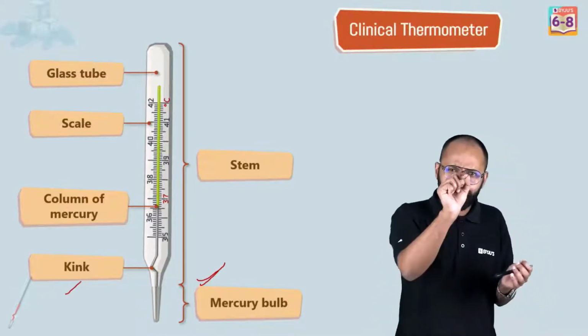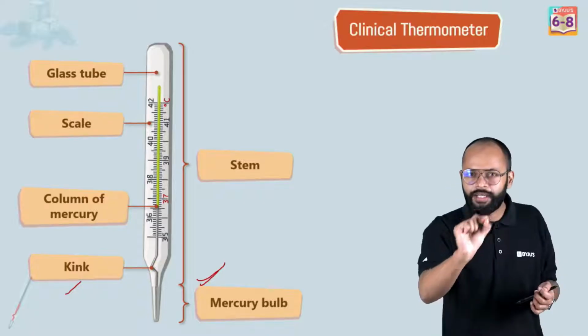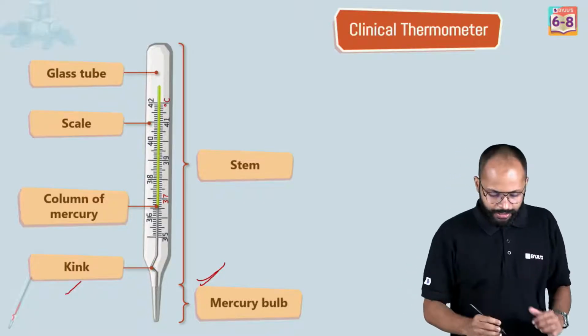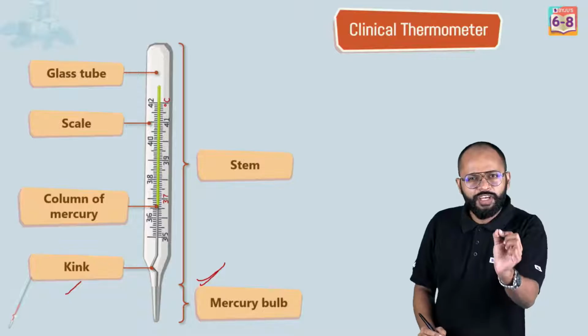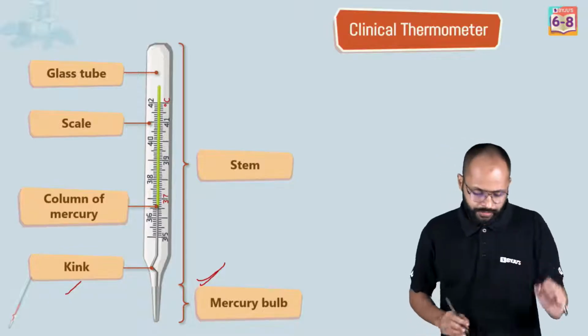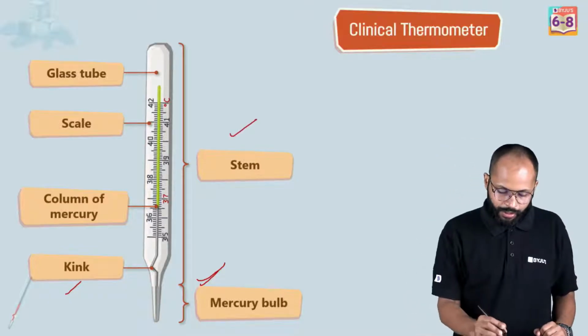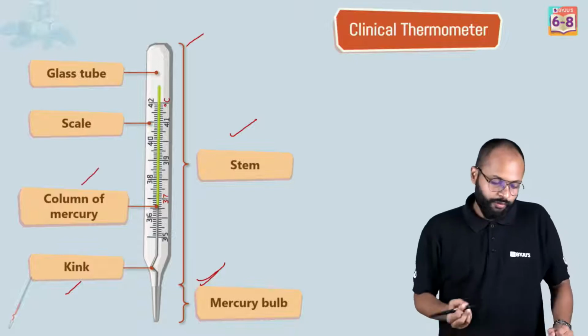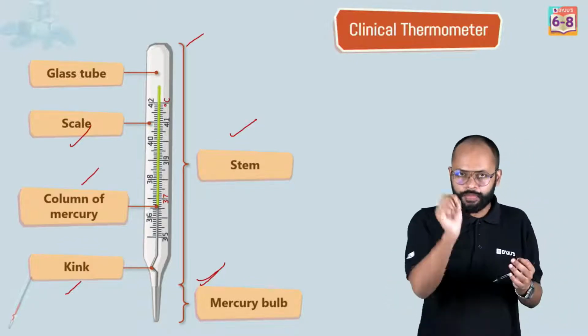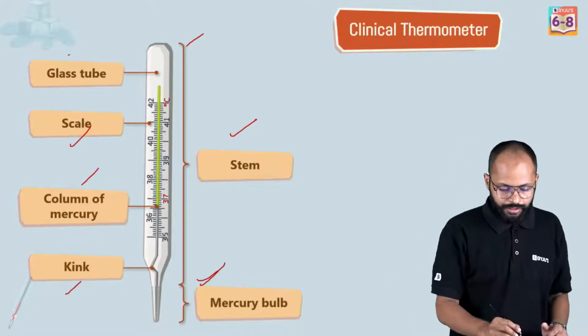What is kink? A sharp bend, right? There's a sharp bend. This here is the capillary, like this very small tube in which the mercury rises. This whole thing is what we call the stem. This is the column of mercury. This is the scale which you read. And this is the glass tube, right?